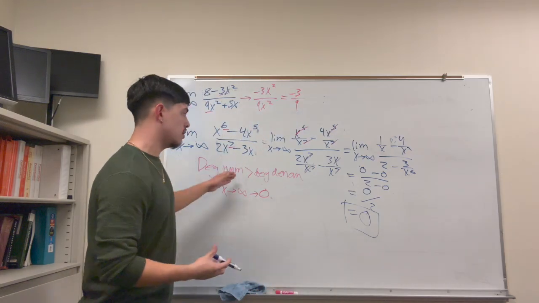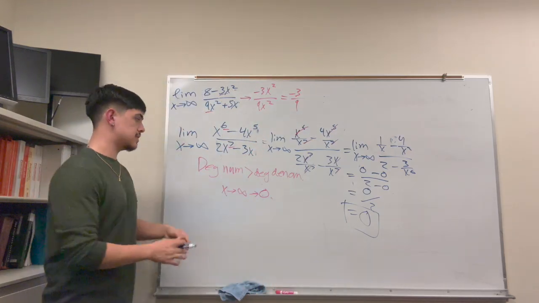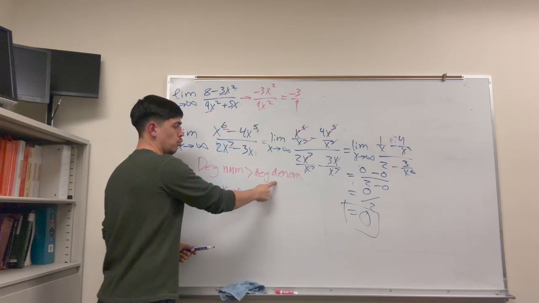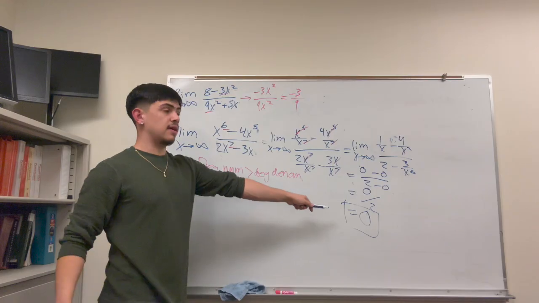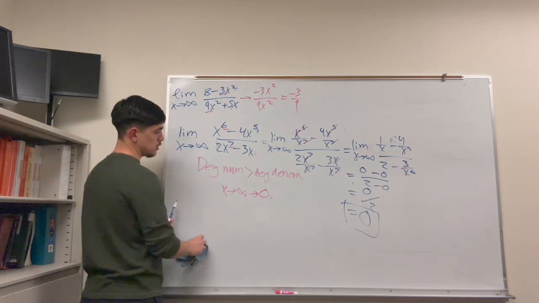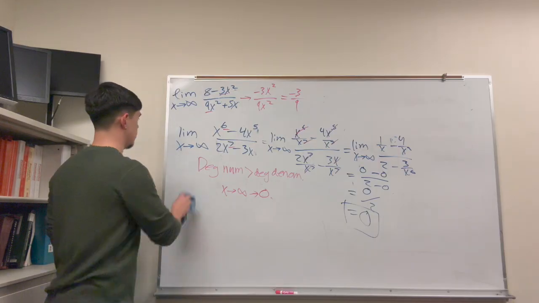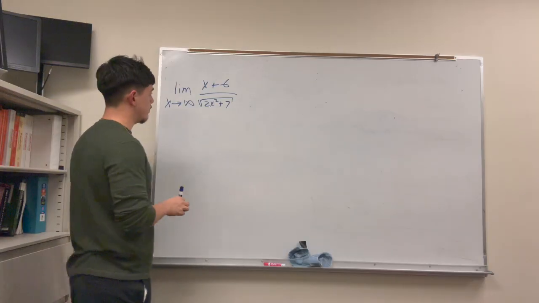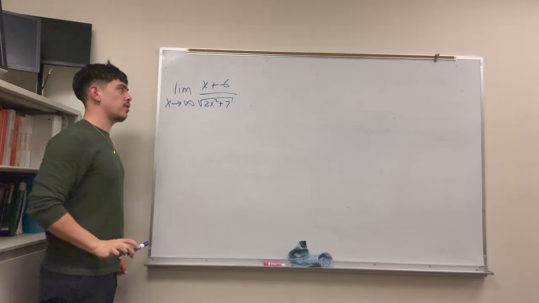This is just the steps on how to do it, but this is a good thing to take notes of: when the degree of the numerator is less than the degree of the denominator, the limit is going to go to 0. So I recommend you take note of this. Very, very important.